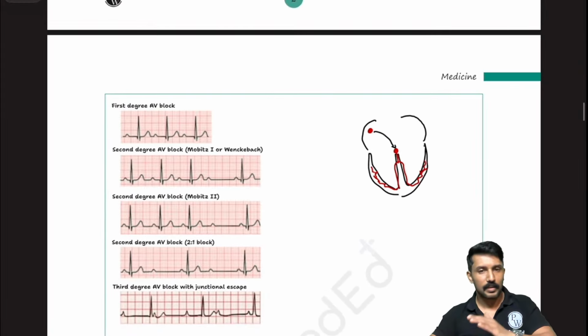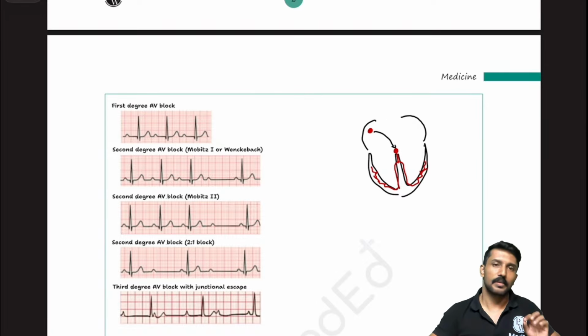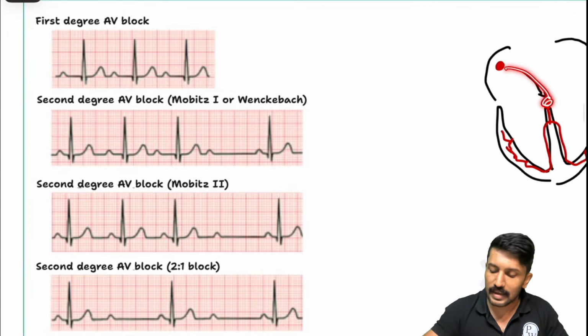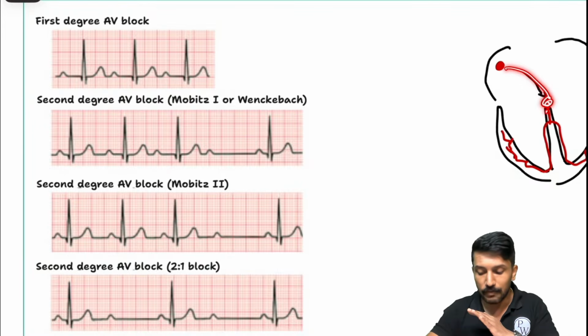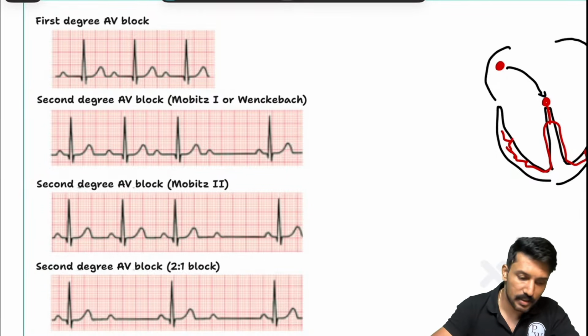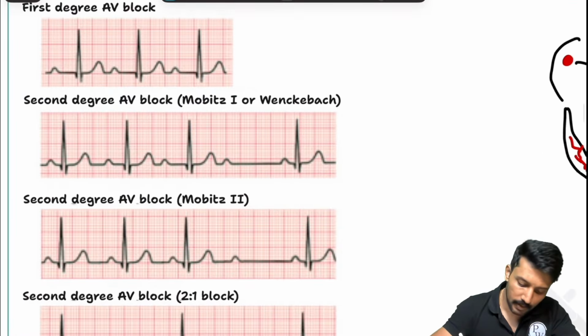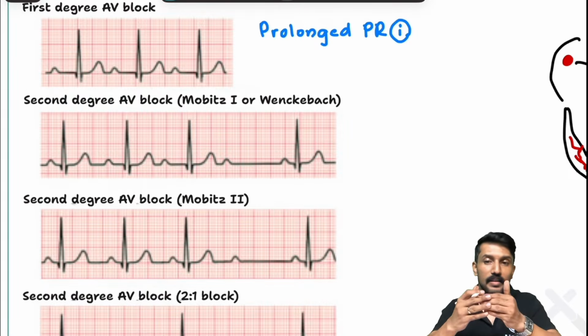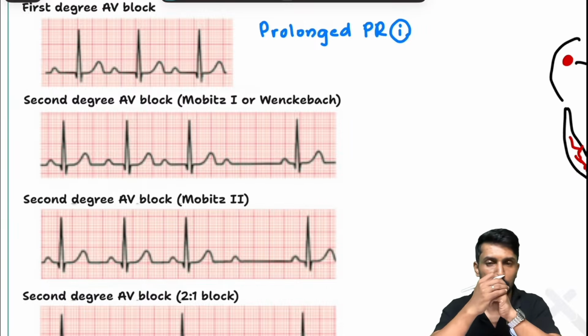So there are three grades of AV block. The first grade AV block or first degree AV block is where the delay is unnecessary. There is no deficit in conducting. Every time impulse comes, it conducts. So what is the ECG finding that we are going to get here? In the first degree AV block, you will have prolonged PR interval because AV nodal delay is increased. AV nodal delay is assessed by PR interval.